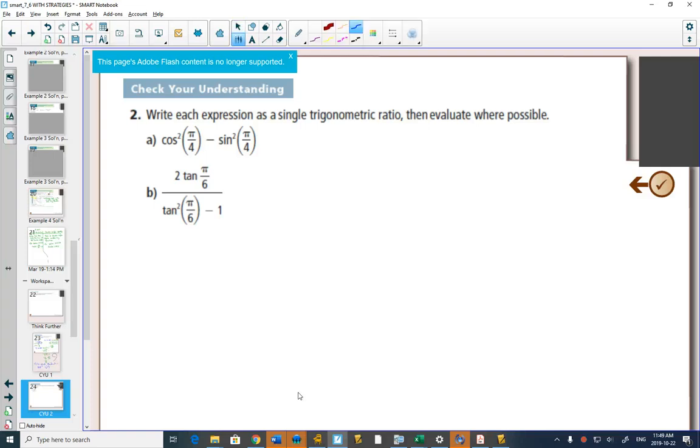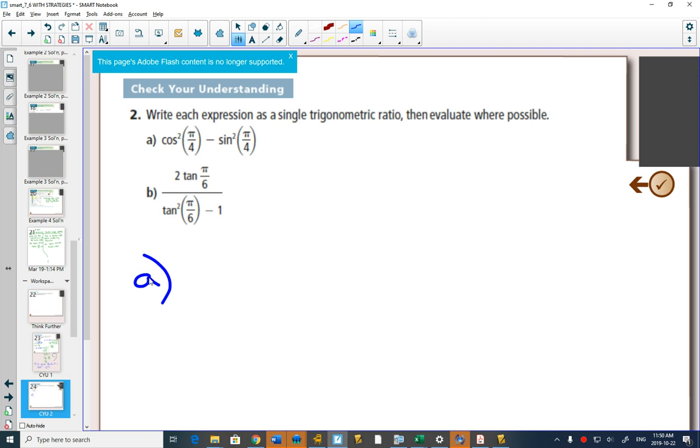In example 2, they have two instructions. They say to write first as a single trig ratio, then evaluate. So looking at A, we have to figure out one way to write this as one trig function. Right now it has two trig functions. It has a cos and it has a sine. So our job is to try to figure out how we could write this as a single trig function.